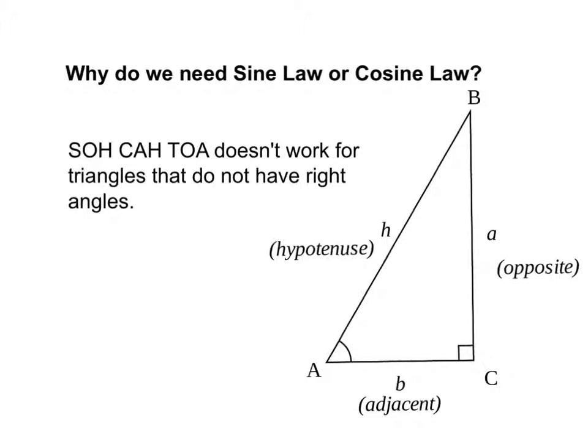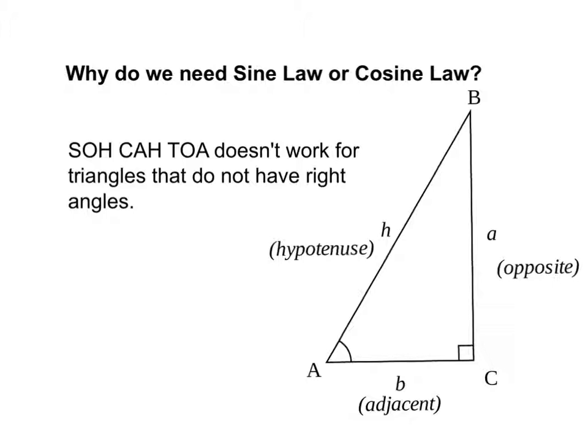Why do we need sine law or cosine law? Well, that's easy. SOHCAHTOA is what we learned in grade 10, and with SOHCAHTOA, we need a right angle triangle so we can label our hypotenuse, opposite, or adjacent, and use a sine, cosine, or tangent ratio. If you need more information about SOHCAHTOA, please see one of my previous videos.